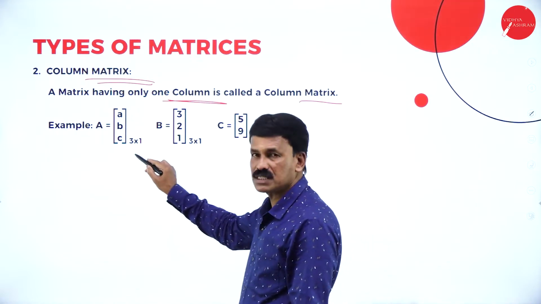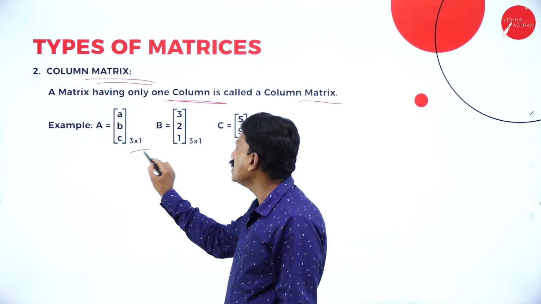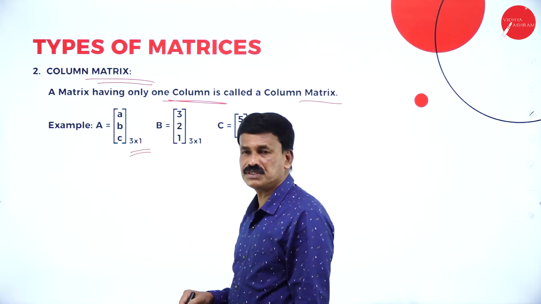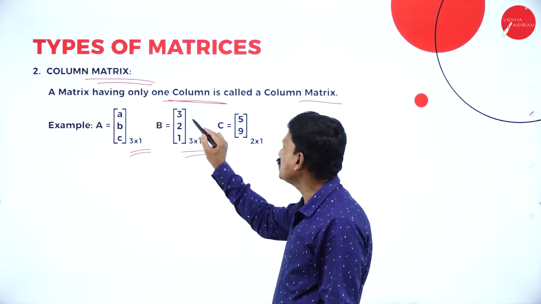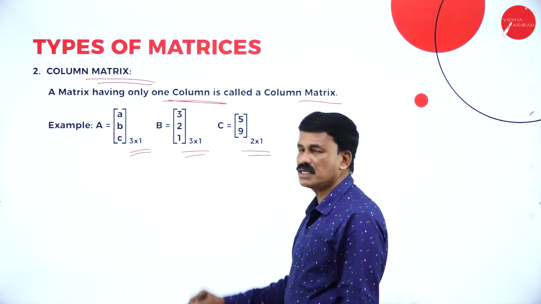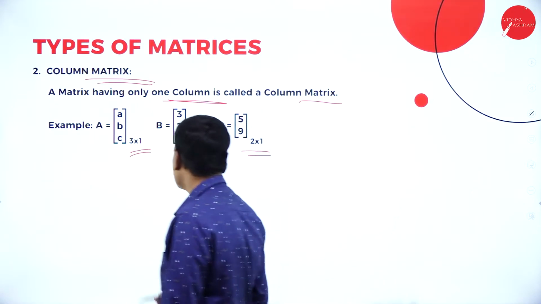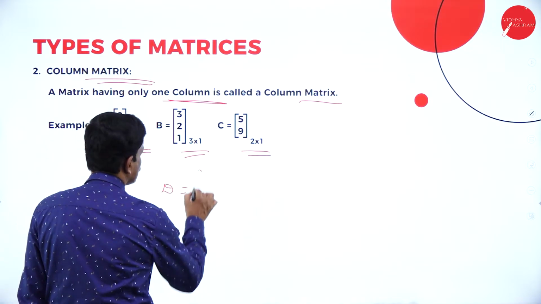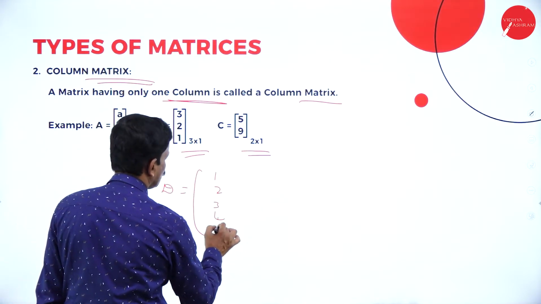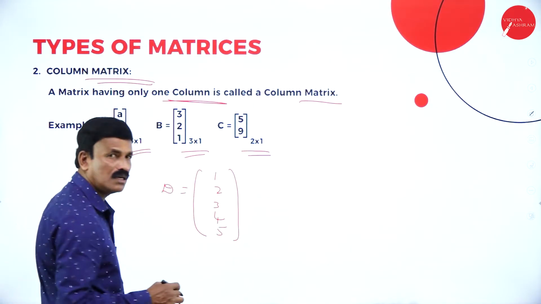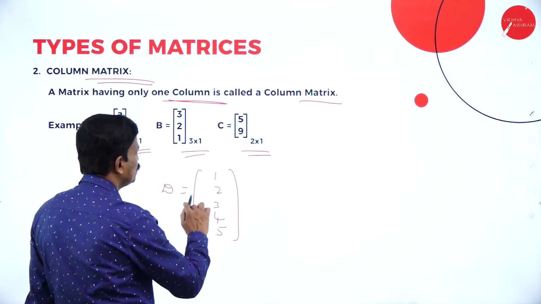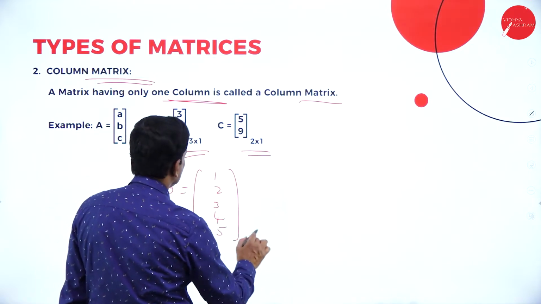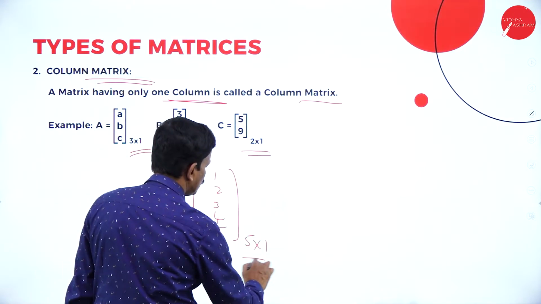Let us consider, for example, A is equal to a, b, c. This is a column matrix of order 3 into 1. This is also a column matrix of order 3 into 1, and this is a column matrix of order 2 into 1. If you consider one more example, D is equal to 1, 2, 3, 4, 5. This is also a column matrix which contains only one column, and the number of rows is 5. So, this is 5 rows and 1 column.